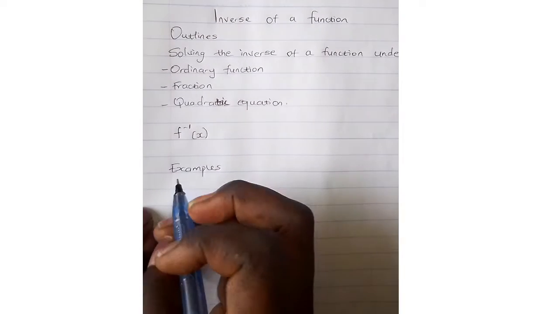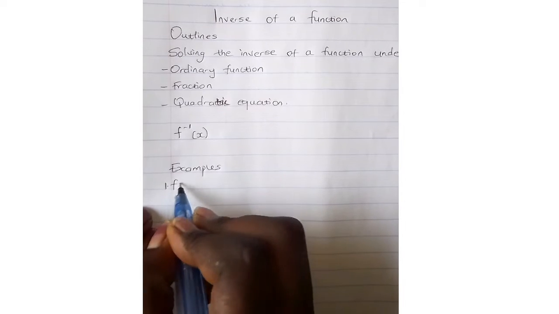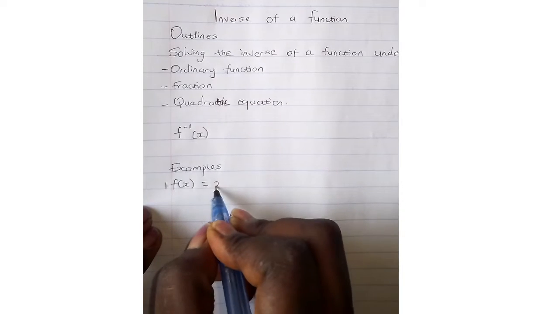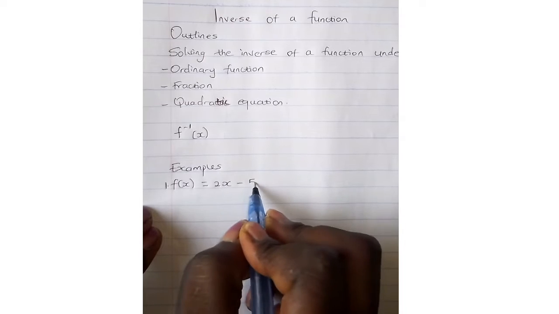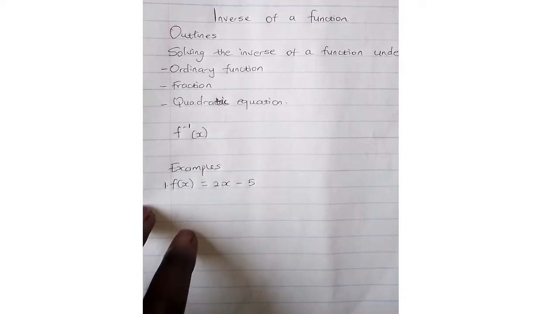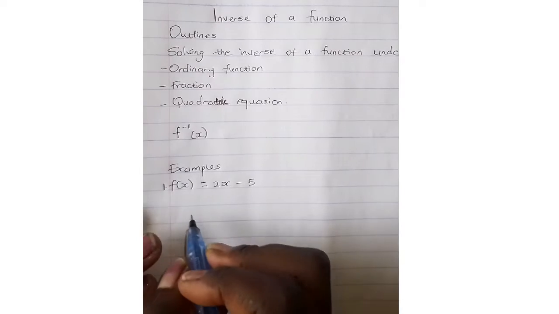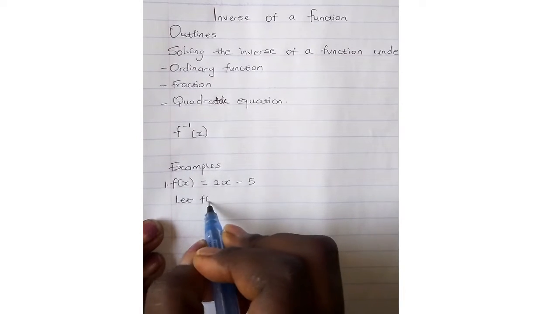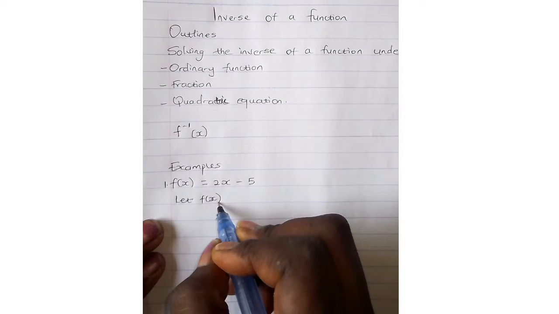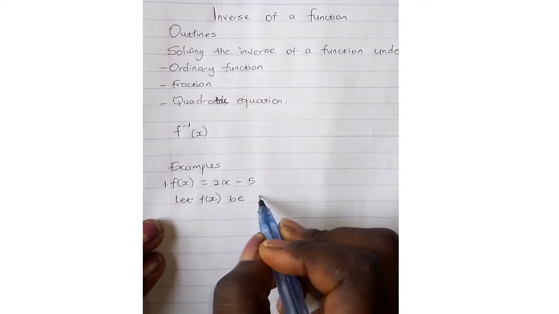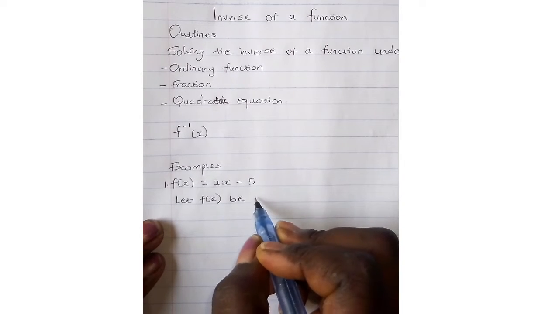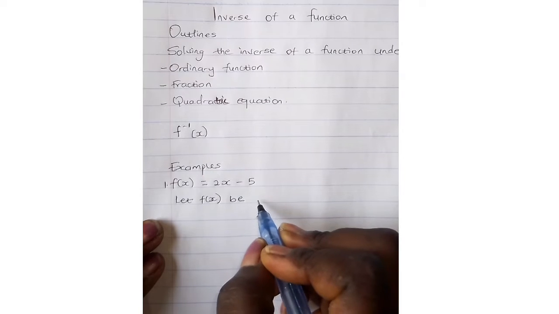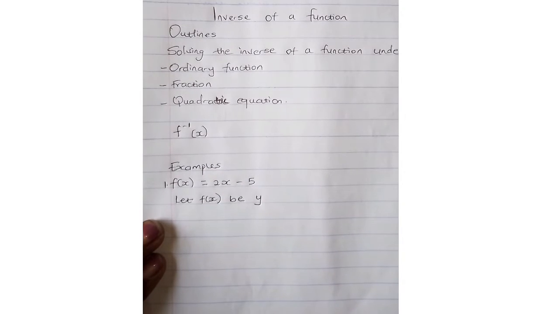Now the first example is under ordinary function. So let's start with this. Given the function 2x minus 5, we're being asked to find the inverse of this function. We start by saying let f of x be, let's use a letter, let's say y. Let f of x be y.